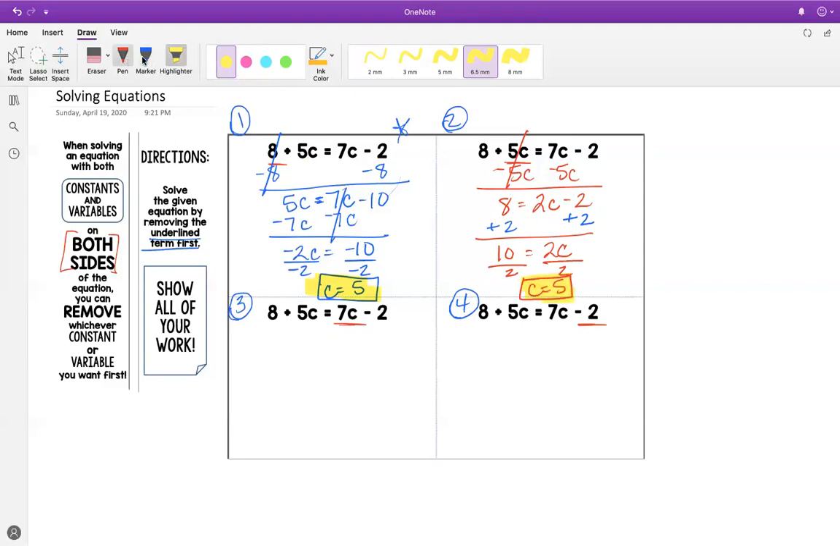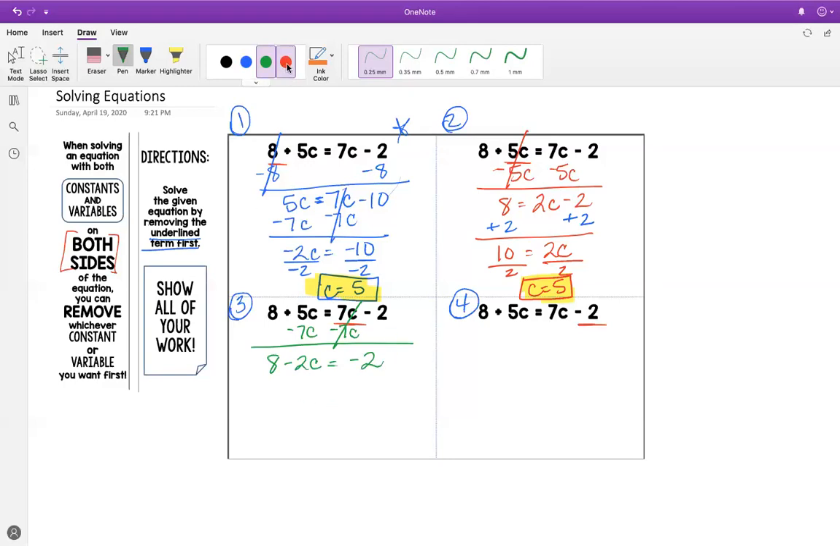All right, next one we're going to start with this 7c. So we're going to take this 7c and we're going to move it to the other side of my equal sign. So since it's positive, I'm going to subtract, combine it with the other term that has a c with it. Those cancel. Positive 5c minus 7c, I'm going to get negative 2c. And then over here, I'm going to be left with that negative 2.